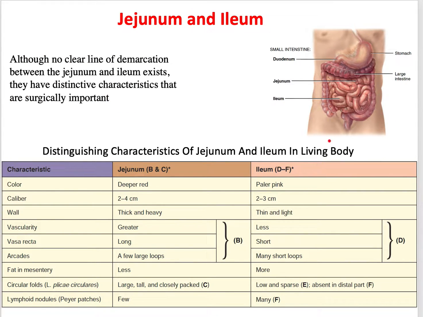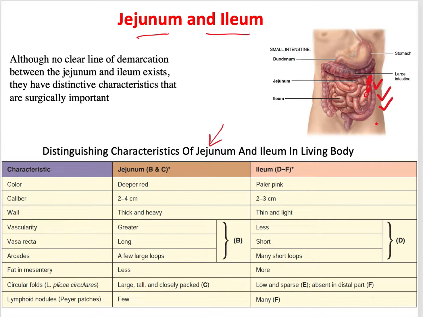Guys, listen. This couple of slides that talk about the differences between the jejunum and ileum are very important. You have to know the differences. This table is very important. You have to understand and know the differences between the jejunum and ileum, other than the location. You have to know that the jejunum is deeper red, redder because of blood supply, than the ileum. Also, the jejunum is thicker, wider, and has a greater blood supply.